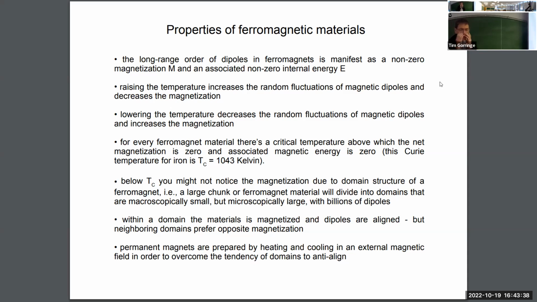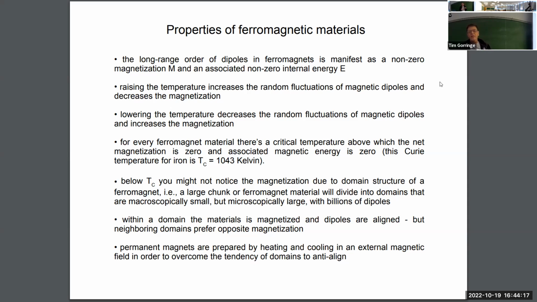For every ferromagnetic material, there's a critical temperature. We call it the Curie temperature. If you're above the critical temperature or Curie temperature, then the random orientation of the dipoles has won out, and there's no net magnetization. If you're below the Curie temperature, then the tendency to align has won out, and you have a net, macroscopic magnetization of the material.